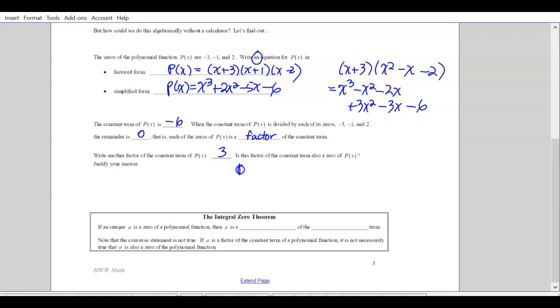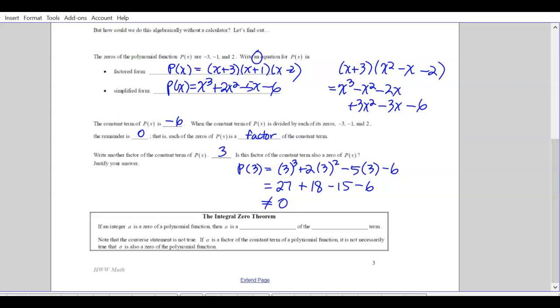If I check this in p of x, if I substitute 3 in, I would get 3 cubed plus 2 times 3 squared. You don't have to do this, I'm just showing it to you. And that is not equal to 0. So that's a factor of the constant, but it is not going to give you a factor of the polynomial. Just like I said before, every factor of the constant term is not going to give it to you, but some of them will. So it narrows down your choices.